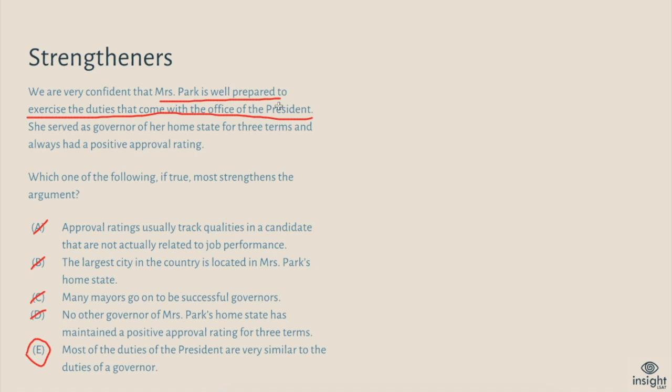It says that this comparison that's being made between governor and president, the work done as a governor and the work that will be done as a president, is a proper comparison because the duties are similar. So E is your correct answer. It strengthens the conclusion, gives us more support for the conclusion that Mrs. Park is well prepared to exercise the duties that come with the office of the president.